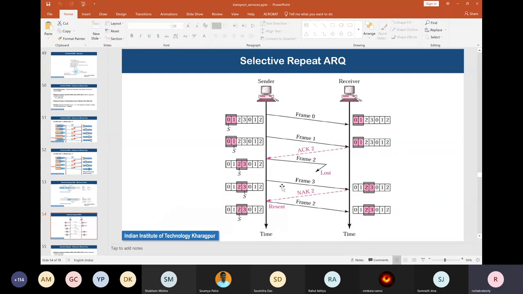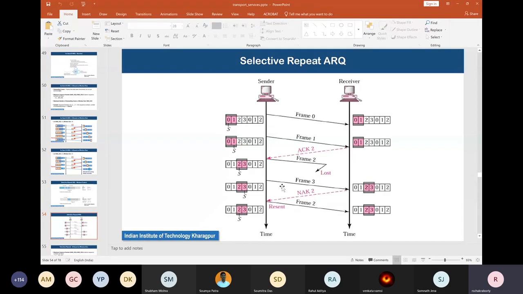But you know, I cannot slide my window to the right immediately. Why? Because there is a gap in my receiving window. Frame 2 has not yet arrived. So it sends back a special negative acknowledgement 2 packet to the sender. Negative acknowledgement 2 says that I have not received 2. Please send it. And when the sender receives this, it resends 2.